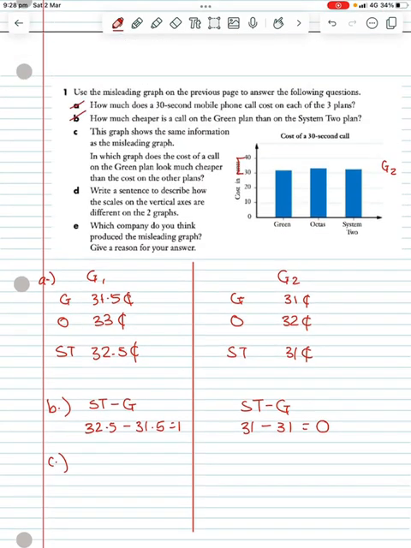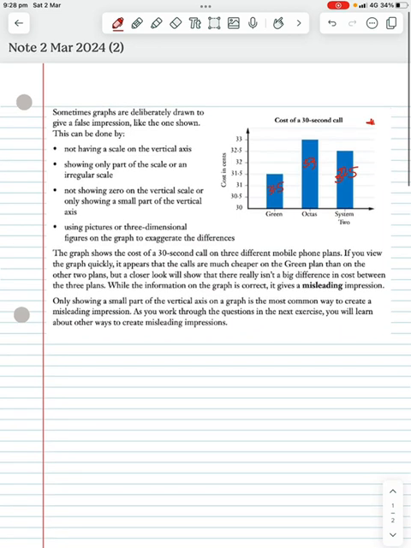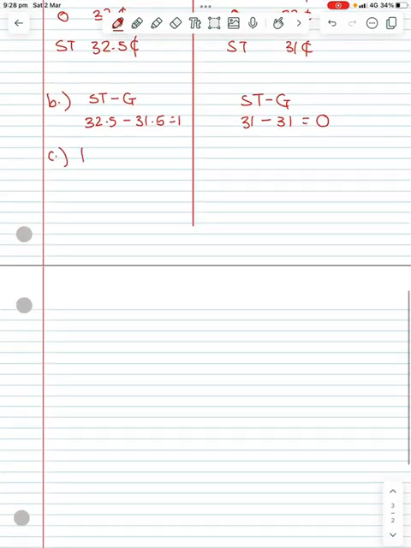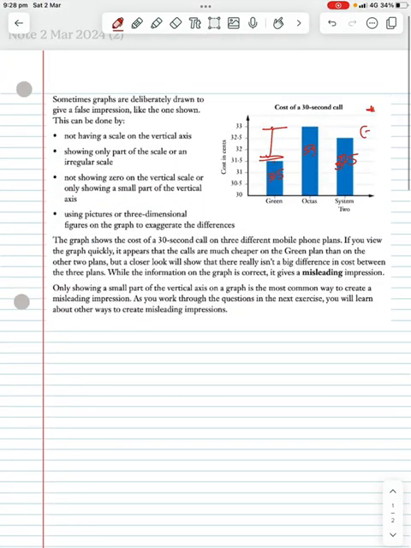This graph shows the same information as the misleading graph. In which graph does the cost of a call on the green plan look much cheaper than the cost on the other plan? So when we look at this, and we can tell by the numbers I got, they all look pretty similar. But if we look back at this, it looks like a huge difference in cost compared to our other plans. So I'm going to write first graph. Or if you've labeled them like I have, you might want to write G1. I should probably go back and label that as G1.